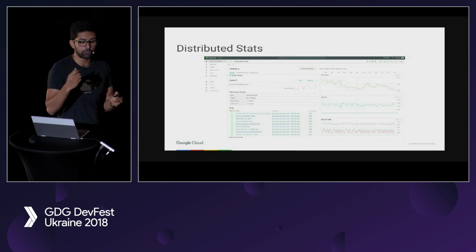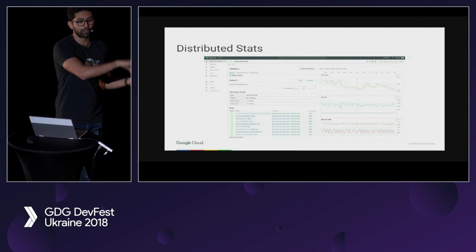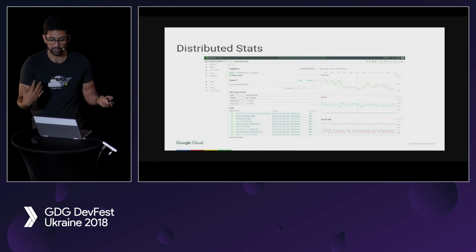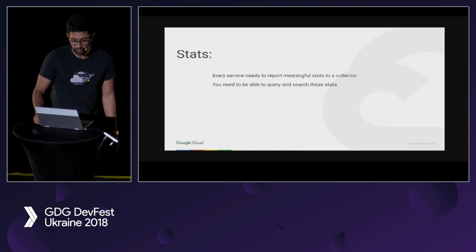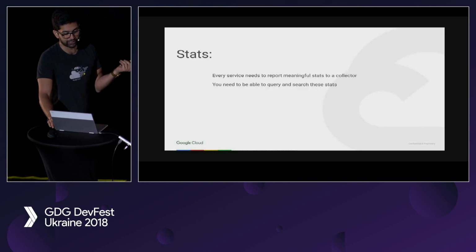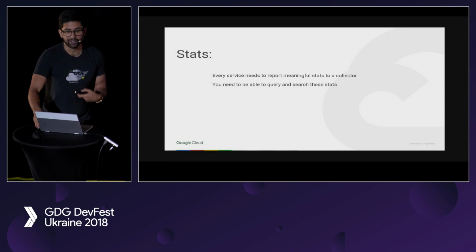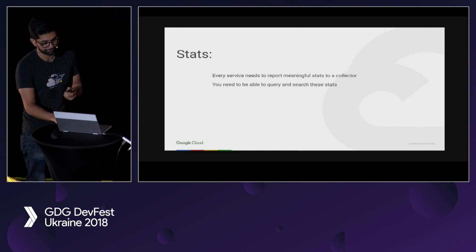And you want to be able to understand, again, in a distributed system, the flow of metrics from one to another, and what's causing what to go up or down or whatever, right? So again, you need to be able to collect these stats that are meaningful and report them to that centralized collector, and then be able to query and search these stats again. So very similar problems to distributed tracing.